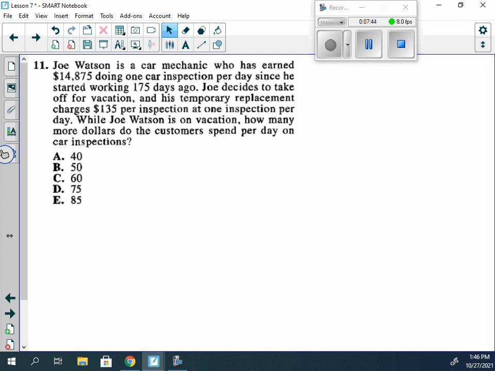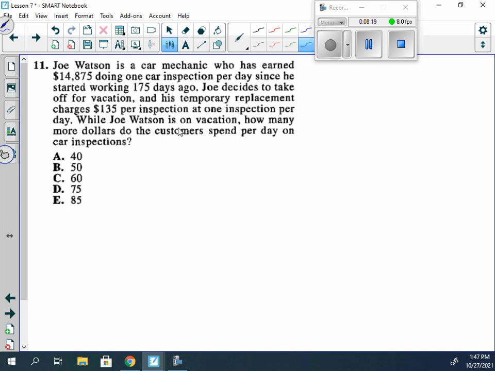Number 11, we have one more after this. Joe Watson is a car mechanic who has earned $14,875 doing 1 car inspection per day since he started working 175 days ago. Joe decides to take off for vacation, and his temporary replacement charges $135 per inspection at 1 inspection per day, while Joe Watson is on vacation. How many more dollars do the customers spend per day on car inspections?